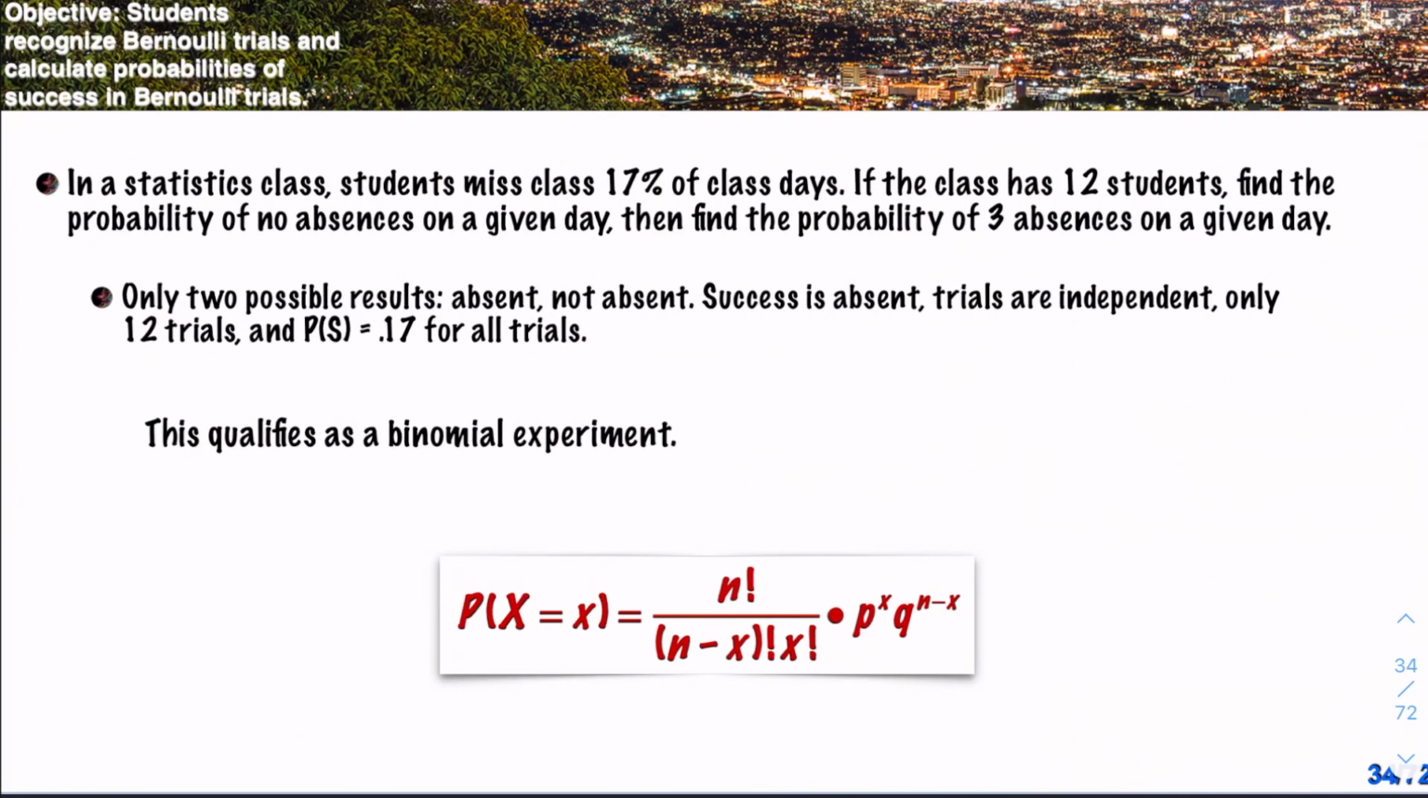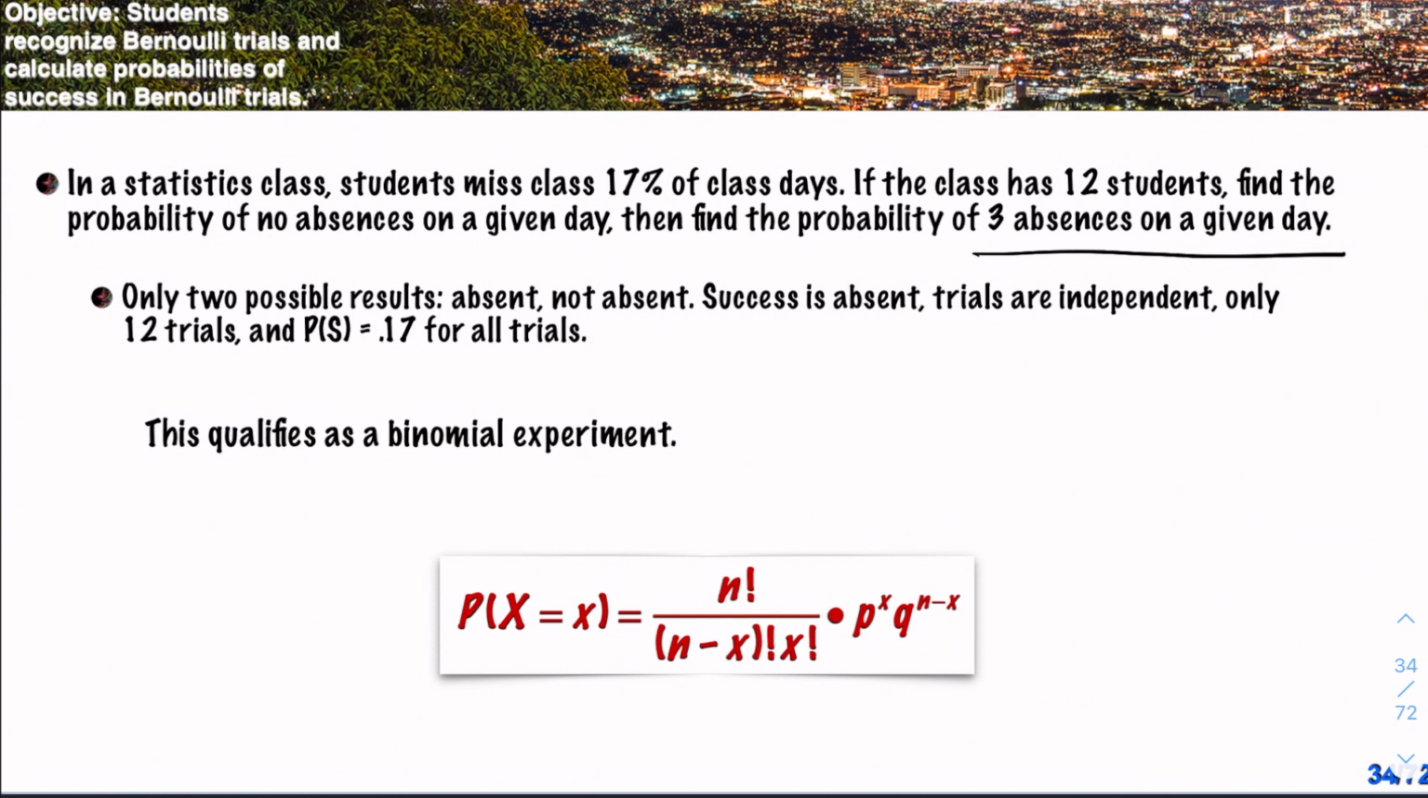So in the statistics class, students miss class 17% of class days. If the class has 12 students, find the probability of no absences on a given day, and then find the probability of 3 absences on a given day.